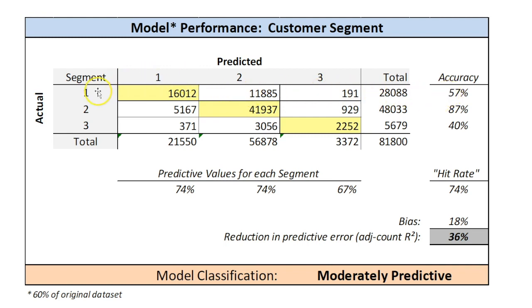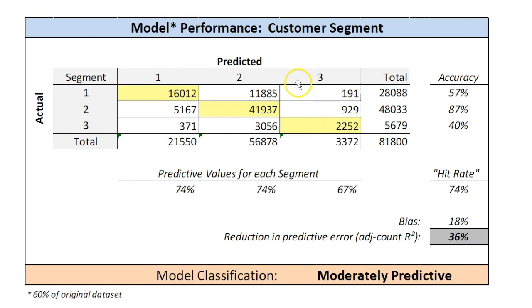sensitivity, or the accuracy, of segment 1 is about 57%, and we got that by dividing 16,000 by 28,000. If you take a look here, you'll see that the accuracy differs quite a bit amongst customer segments. The most accurate segment was segment 2, where 42,000 of the 48,000 were correctly predicted as 2, with some incorrect predictions here and here. And the same thing for segment 3, the accuracy was 40%.